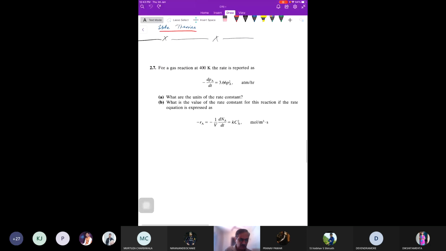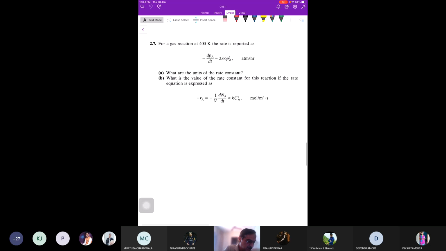I have taken this problem because it comes so frequently in the exam. Either in the midsem or in the final, it comes somewhere or the other. Same problem, almost every year. So let's look at the first part.